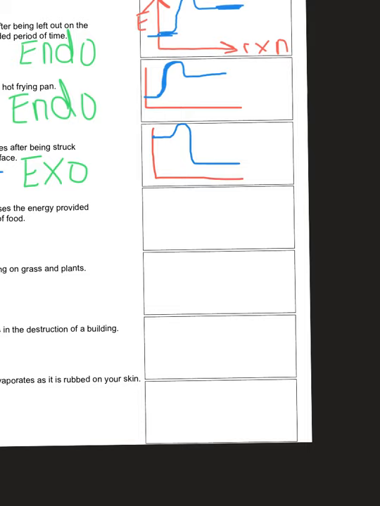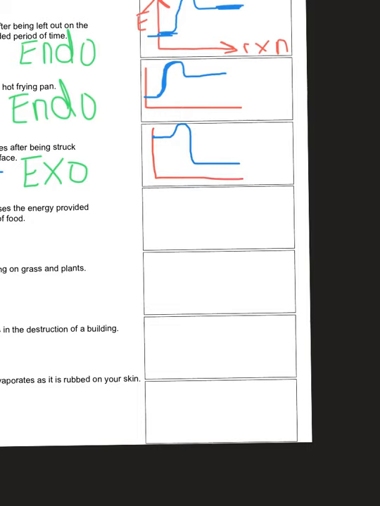Every single reaction, even exothermic reactions, they have a small little amount of activation energy. Okay, remember that from the notes from last week. Activation energy is the amount of energy the reaction has to consume in order for it to begin.